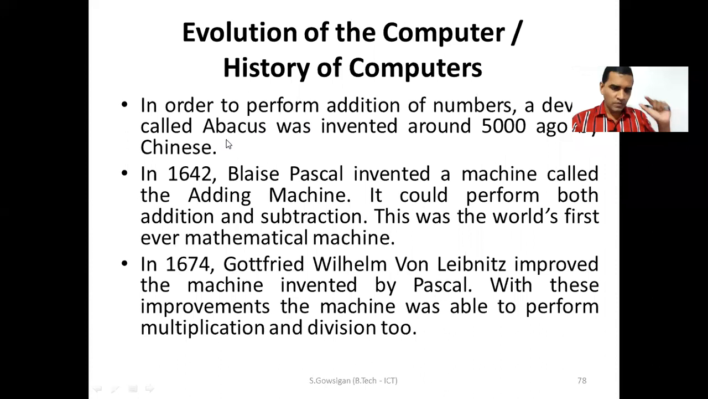So the first important milestone in the history of computer is the invention or introduction of the abacus. You know what an abacus is, right?